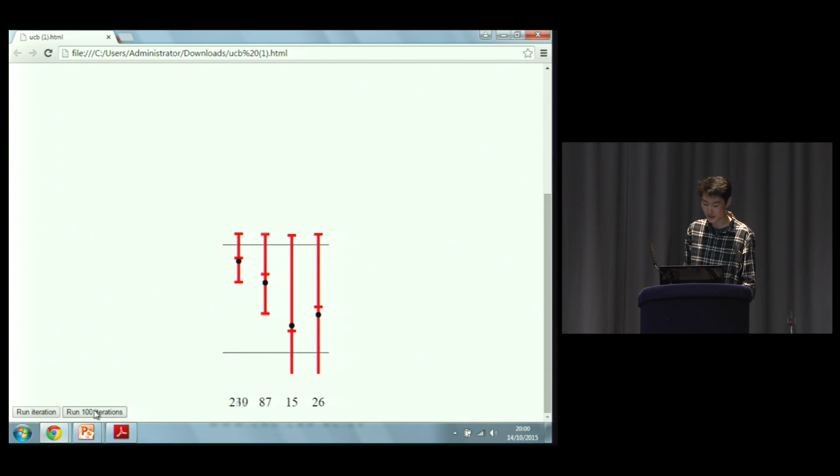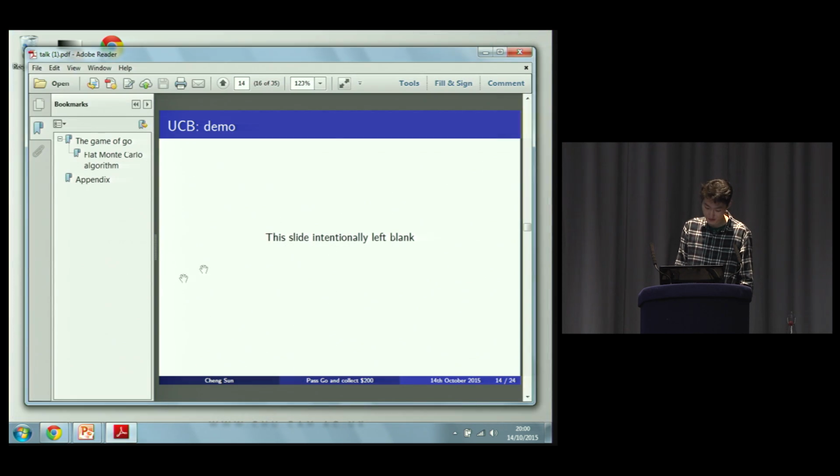And if I keep this going, the non-optimal arms actually get pulled a logarithmic amount of times as time goes by. OK? So we've started to minimize our regret by doing this. That's good.